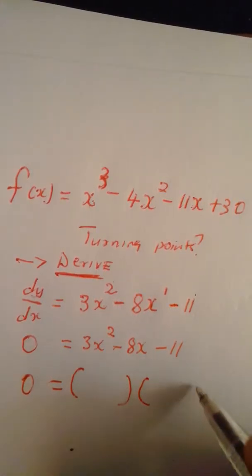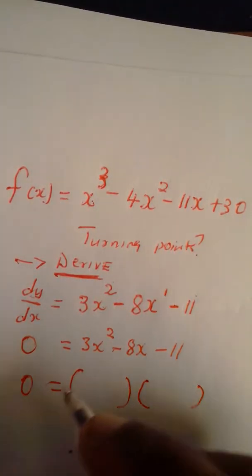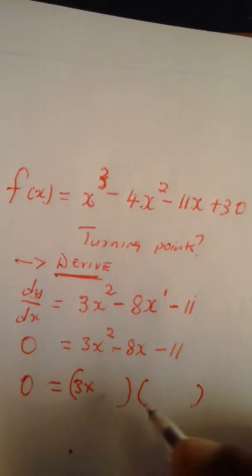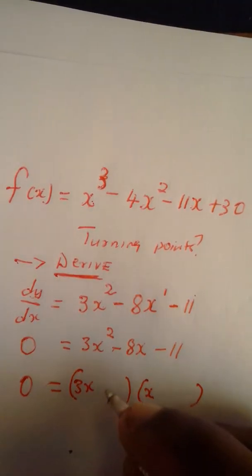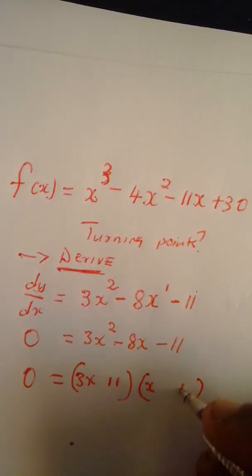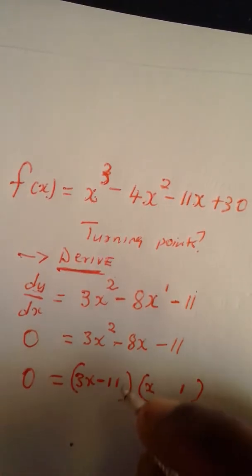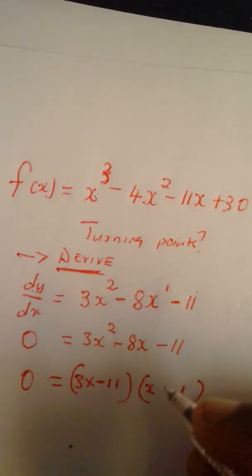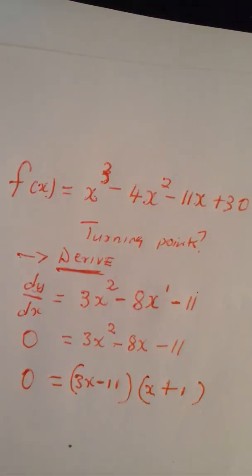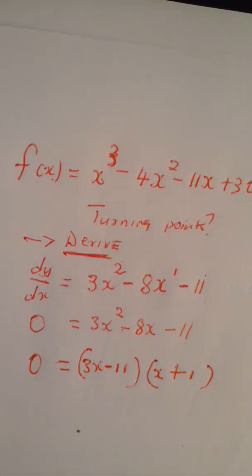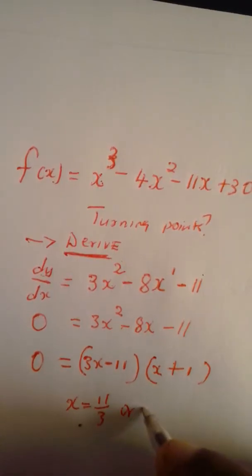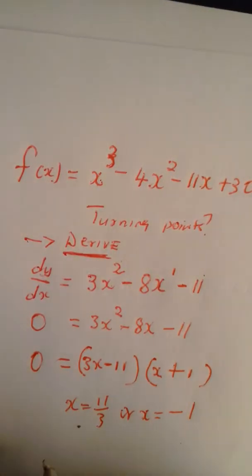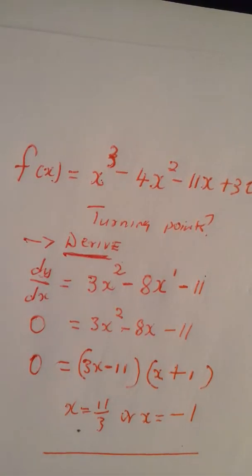You open two brackets, you are prepared to factorize. You say 3x and x. You look for the factors of 11. You say 11 and 1. You put negative, the bigger number takes the sign in the middle, and you put positive. So what are the values of x? After factorizing, we can find our values of x. So the value of x is 11 over 3, or the value of x is negative 1. So these are the x coordinates at the turning point.